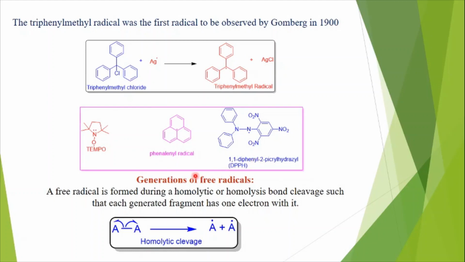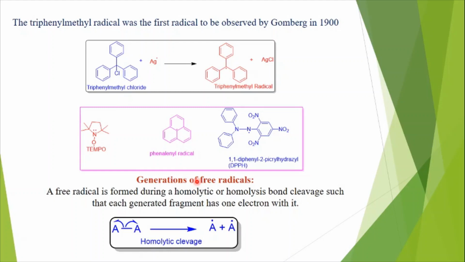The next point is generation of this free radical. How are these free radicals generated? A free radical is formed during a homolytic cleavage, or homolysis, of a bond, such that each generated fragment has 1 electron with it.